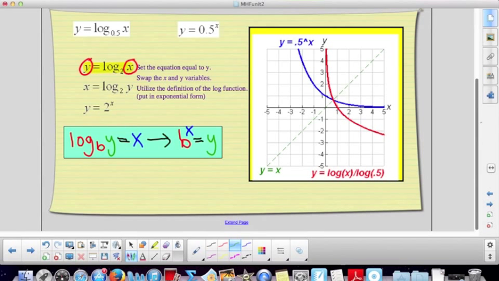Everyone understand that? Because sometimes, maybe not in this unit, but especially in Unit 3, you're going to have to manipulate the equations to find the inverse. And you have to use logarithmic rules in order to do that.